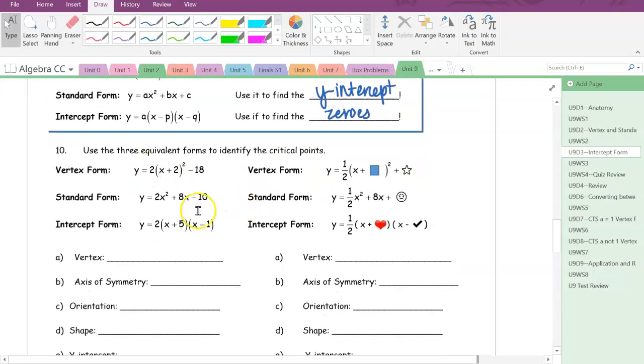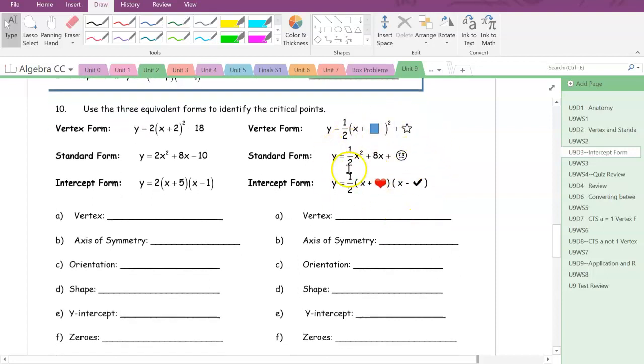Okay, so we're going to start with one that has numbers, and then we're actually going to move to this one that has some shapes. Clearly you're not going to be able to type this one into your calculator. This one you could, but we're going to try to do it without. So I'm looking for vertex. That means I want to go to vertex form: change the sign, keep the sign. Axis of symmetry always goes from the vertex. Remember, it's going to be x equals -2.